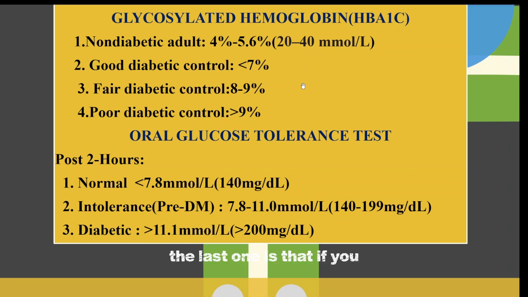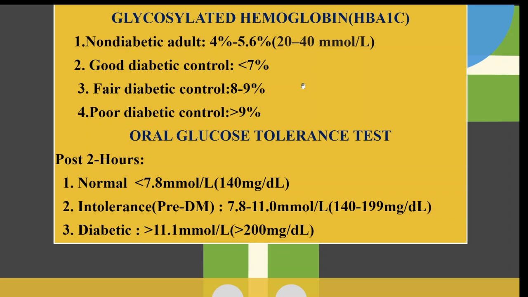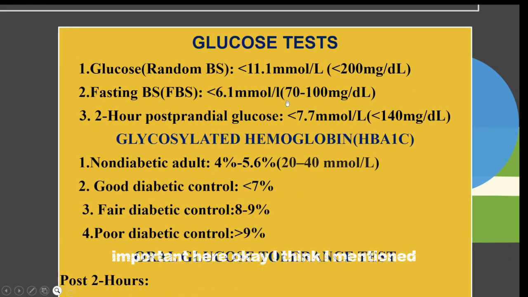The last one is that if you've done the OGTT and you find that 2 hours after giving the patient that dextrose, their glucose level is more than 11.1, others will say more than 200 milligrams per deciliter, that is diagnostic of diabetes mellitus, and it's the gold standard. Whether you are talking about pregnancy or normal individuals, OGTT is the gold standard test for diagnosing diabetes mellitus. And I forgot to mention something very important here.